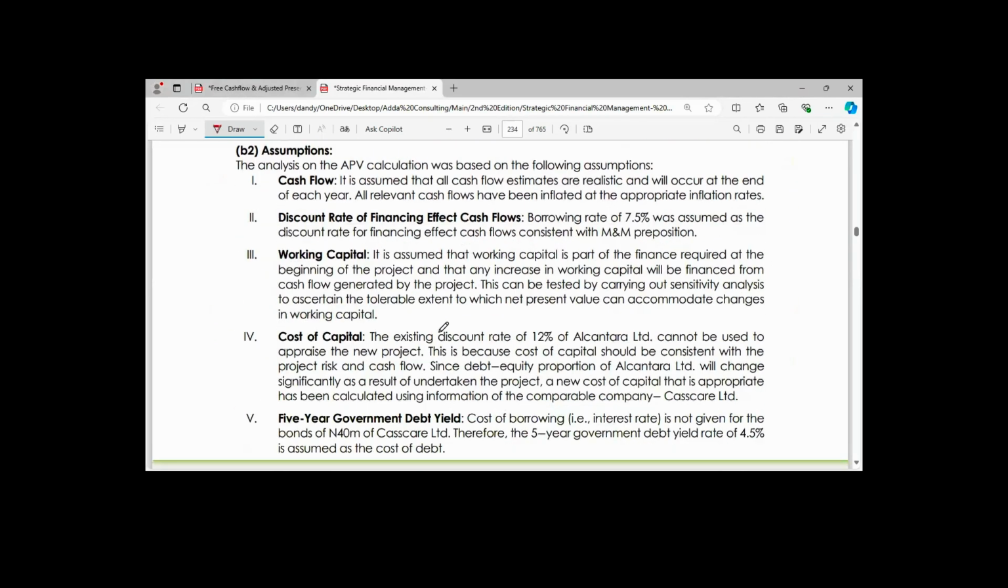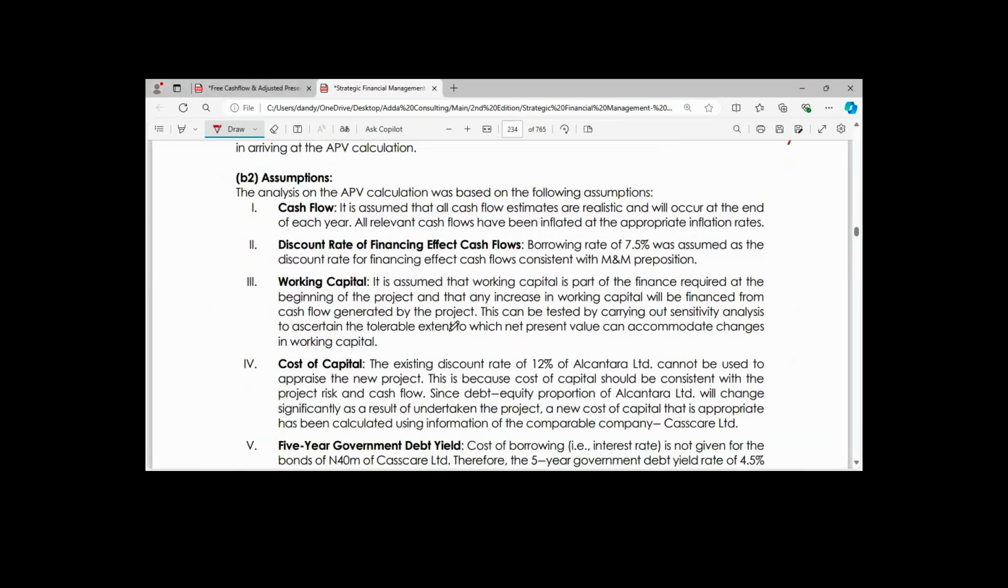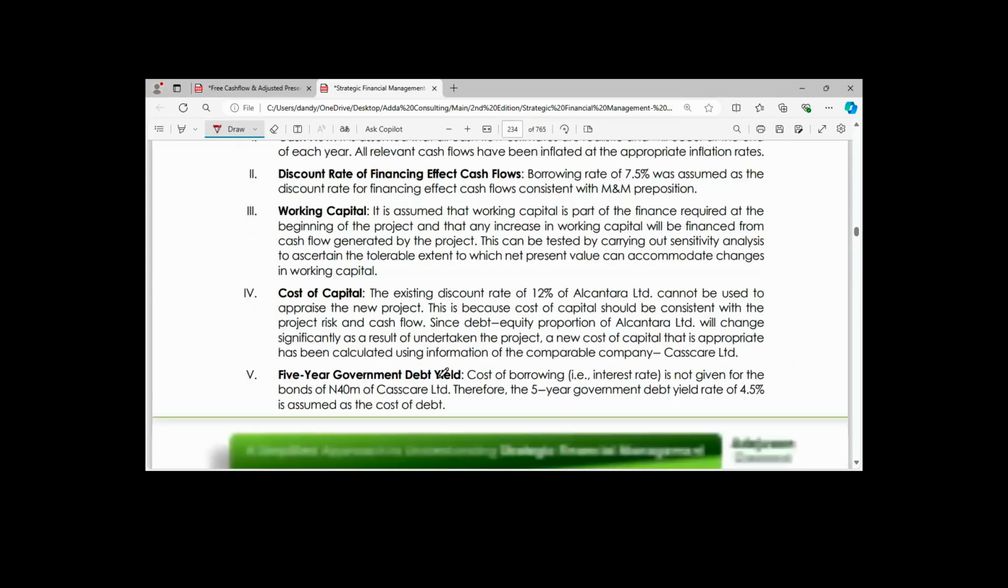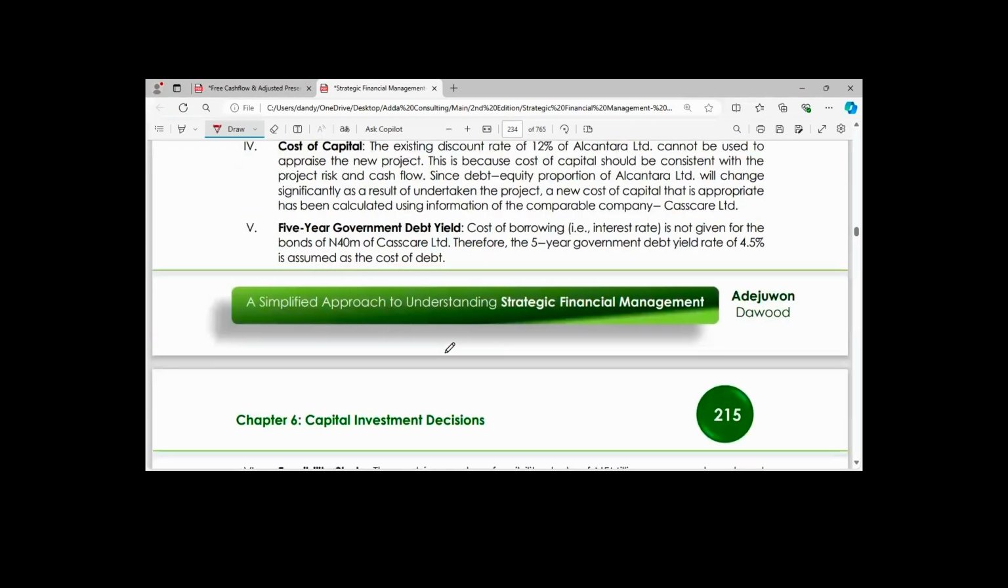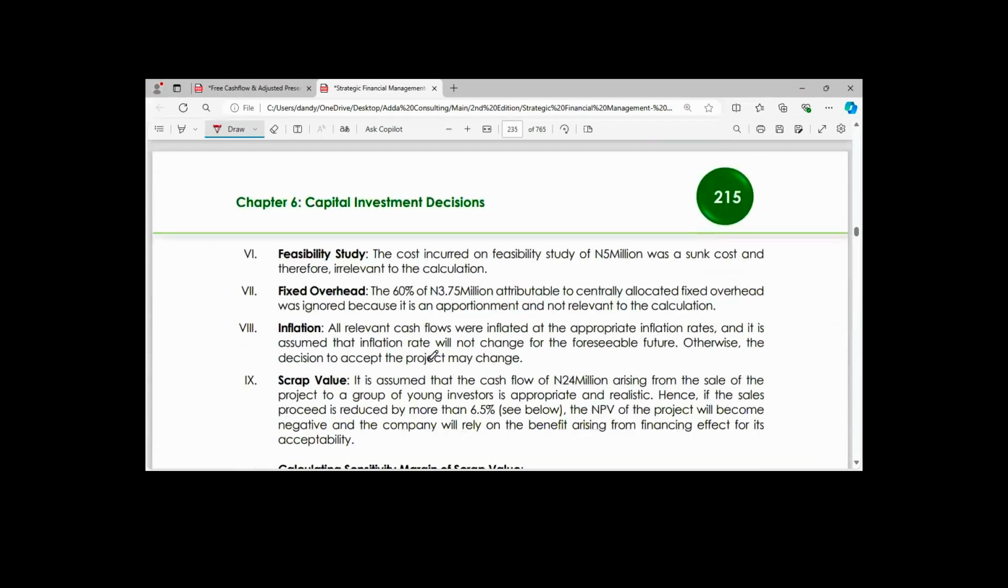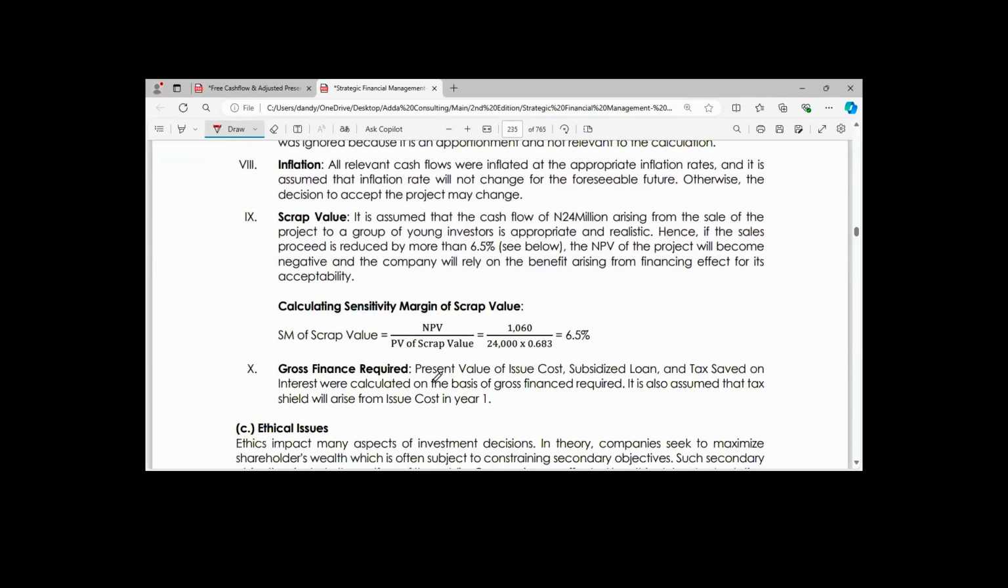Under the assumptions, these are the things I'm talking about. So you talk about cash flow, talk about discount rates that you use for the financing effects. So you talk about the gross finance required, talk about working capital. All these things, just mention them in your assumptions because you cannot hang your full mark if you don't state your assumption. You have to state your assumption. We also talk about the fixed overhead of 60%, which represents the centrally allocated cost. So let's talk about all of these issues.